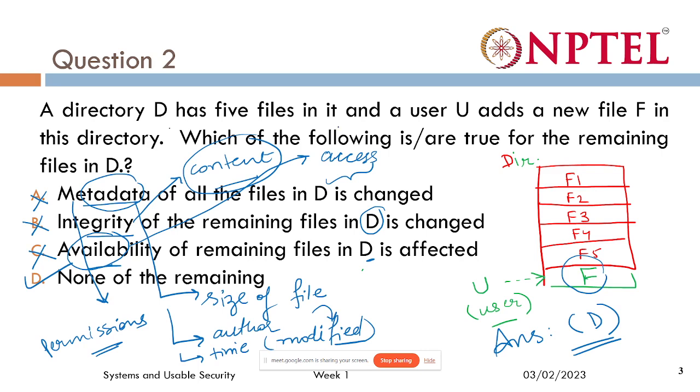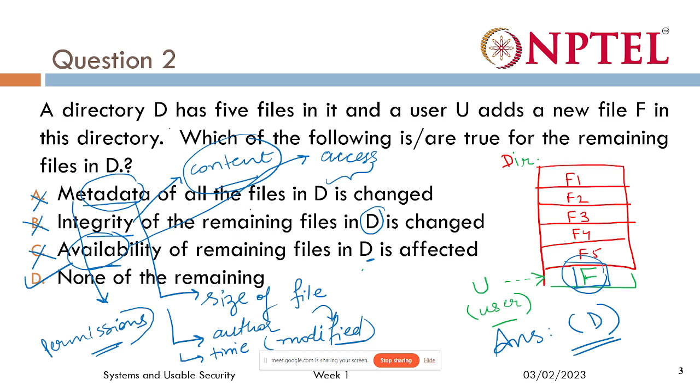So metadata includes the size of the file, author, date and time, permissions. What kind of permissions it is having, whether someone can access the content, read or write or modify, that is included in the metadata. And because this file has just been added, its content is not appended to the content of some other file. This file is added as an independent chunk to this directory, so the metadata remains unchanged.